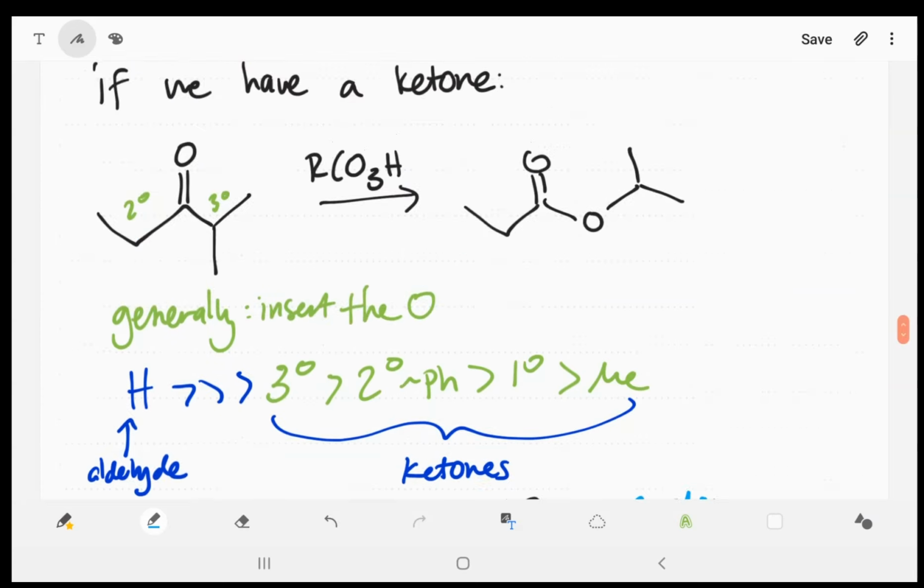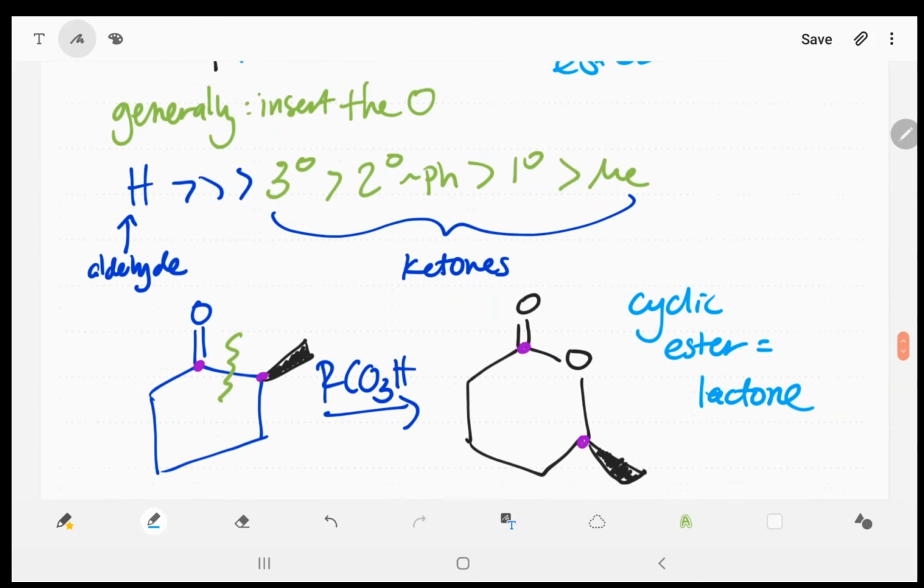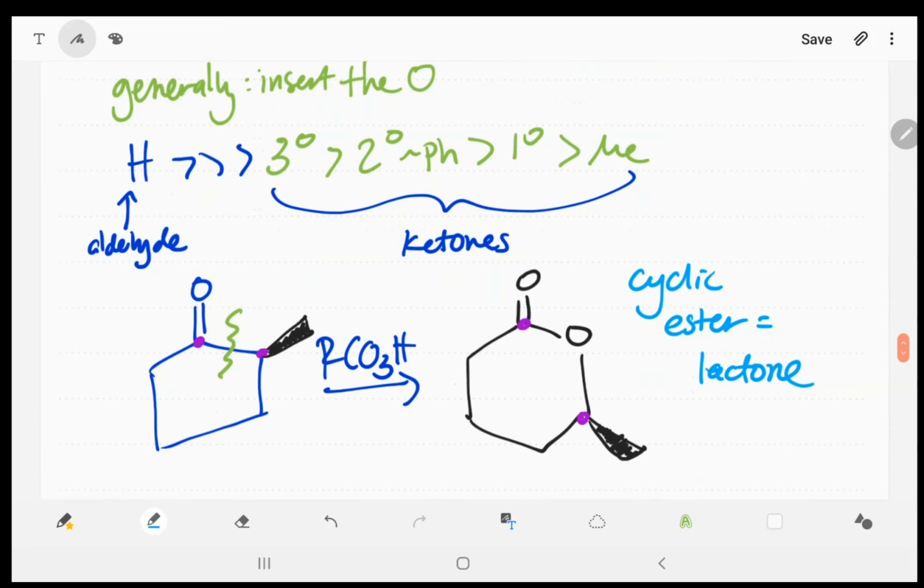These are just plain old esters. Ketones will go to esters. Cyclic ketones go to lactones, I suppose. And then aldehydes go to carboxylic acids. So there we have it.